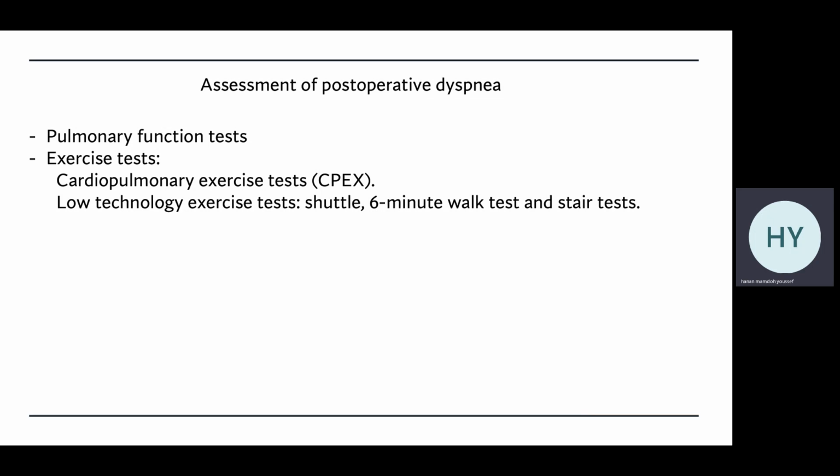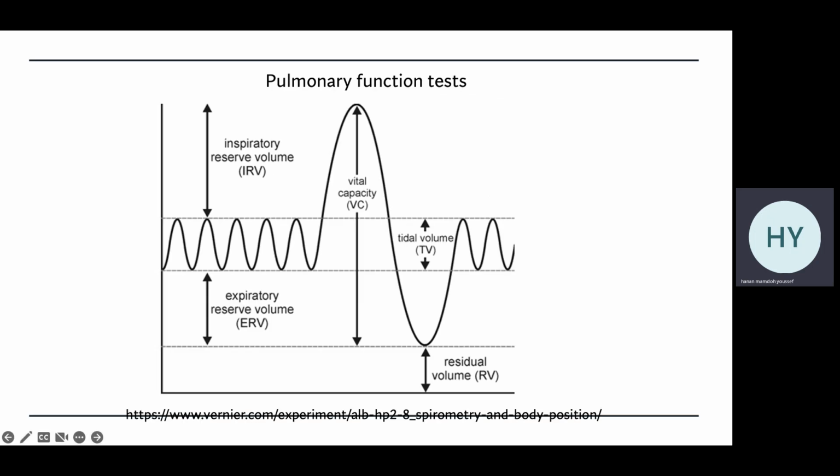Another important element is assessment of postoperative dyspnea, because this is decisive on whether the patient will go to surgery or not, or whether he's high risk. The basic assessment is a pulmonary function test, and then there are other more complex tests: low-technology exercise testing like the shuttle or six-minute walk test or stair assessment, or high-tech, which is a cardiopulmonary exercise test. You're already familiar with the pulmonary function test and the lung volumes.